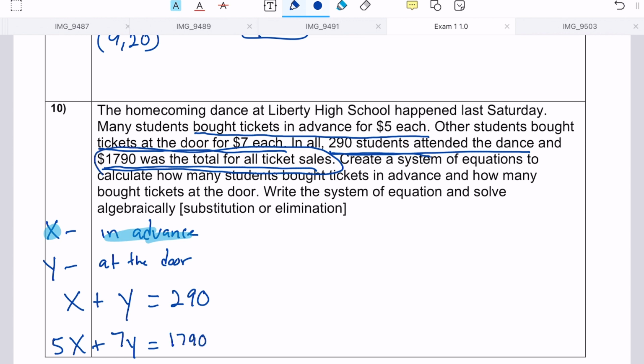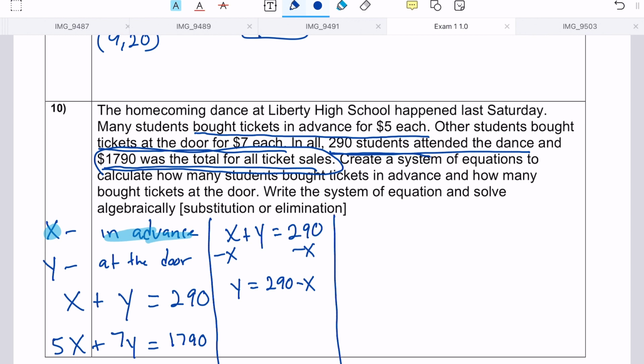Okay. Now I gotta get X by itself or Y by itself. Doesn't really matter. So let's say we get Y by itself. So we subtract X. So Y equals 290 minus X. Okay. Now once we get Y by itself right here, we see our swap, right?